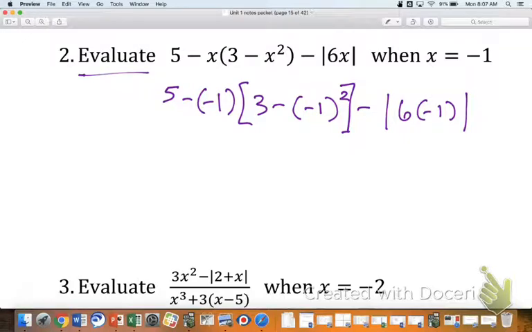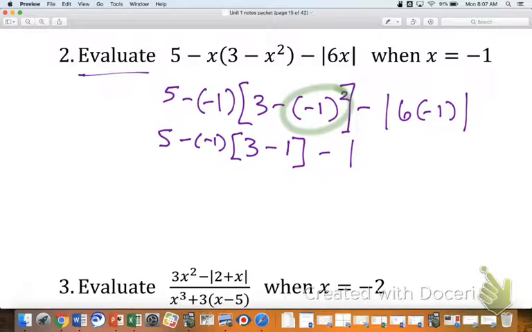Going to go through some challenging order of operations now. We got some parentheses, and we definitely have some work to be done in there. So I've got 5 minus -1. Inside those parentheses, I'm going to do this first because it's got an exponent in there. What is -1 inside the parentheses squared? 1. Positive 1. Yep, so this is just going to be 3 minus 1 minus absolute value. What's 6 times -1? Negative 6. Okay, we're doing good.